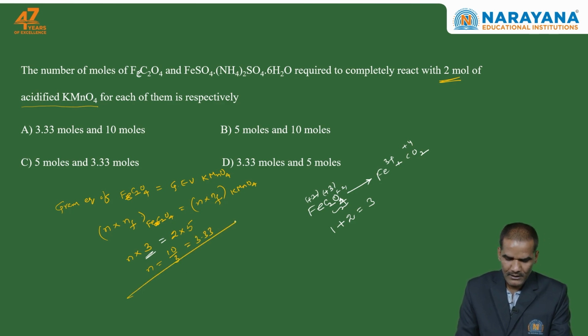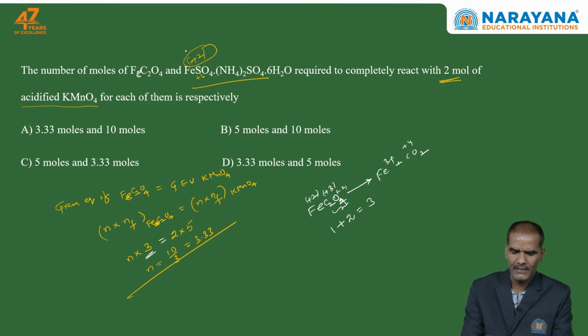In a similar way, we have to identify for Morse salt. In case of Morse salt, iron is in +2 oxidation state and sulfur is in +6 oxidation state. Sulfur won't be oxidized further in the presence of KMnO4. There is a chance of oxidation only with respect to the ferrous ion, so only ferrous ion is converted to ferric ion.